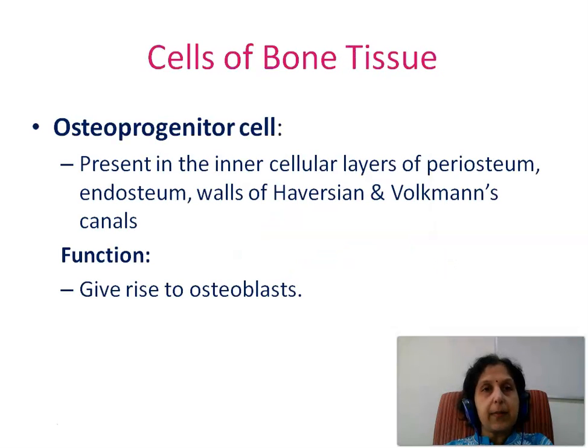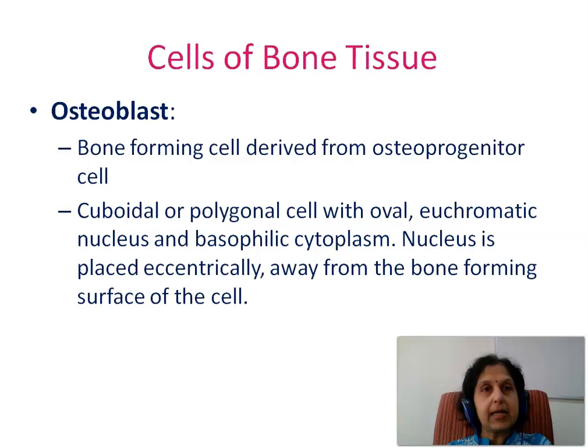These cells are present in the inner cellular layers of periosteum, endosteum, walls of Haversian and Folkman's canals, and their function is that they give rise to osteoblast cells. The second cell is osteoblast. These are bone-forming cells derived from osteoprogenitor cells.